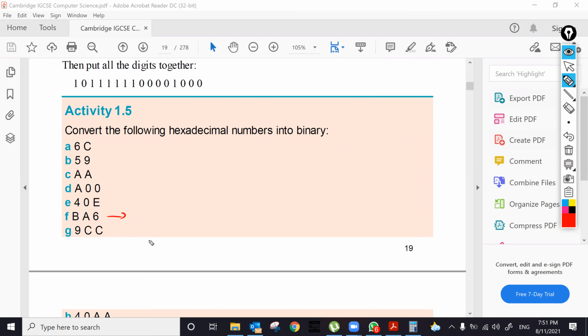Sir, 1011. From left to right or right to left? Sir, from left to right. Left to right. Okay. Yeah, 1011. 1, 0, 1, 1.